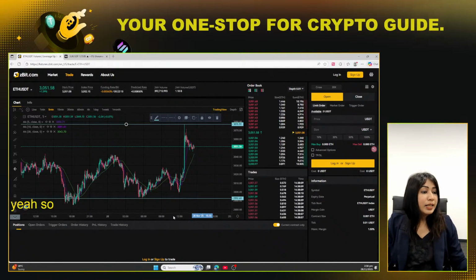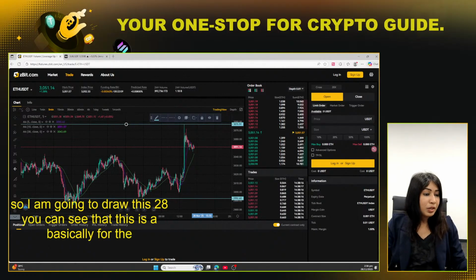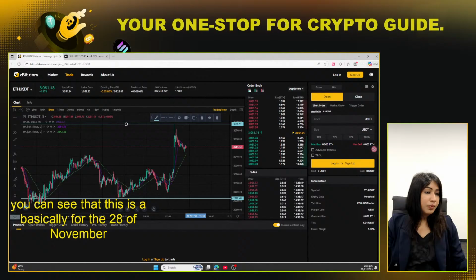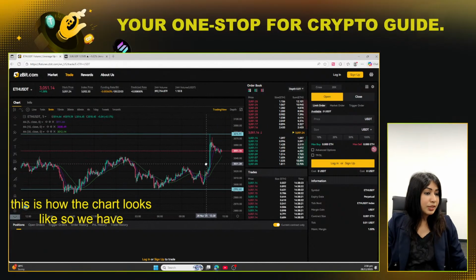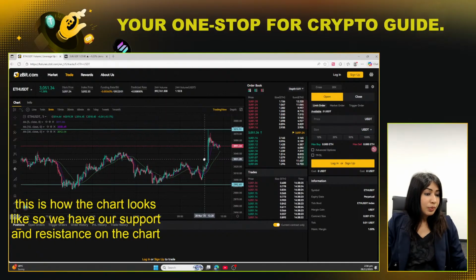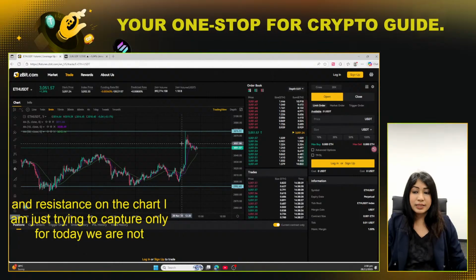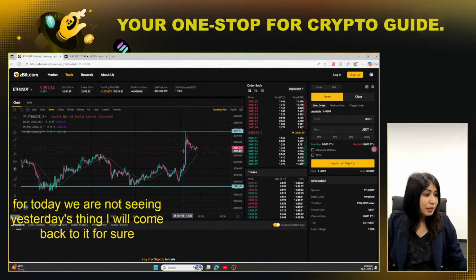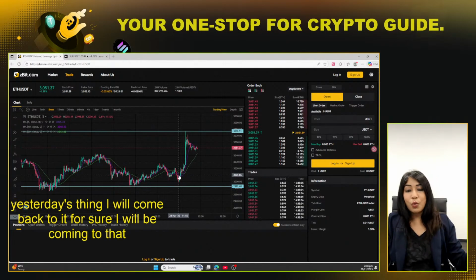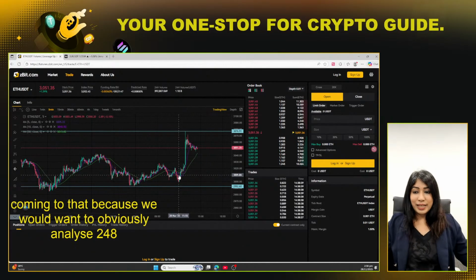Yeah, so as I was saying, I'm going to draw this 28. You can see that this is basically for the 28th of November. This is how the chart looks. So we have our support and resistance on the chart. I'm just trying to capture only for today. We're not seeing yesterday's thing. I will come back to it for sure, because we would obviously want to analyze 24, 48, 72 hours data too.